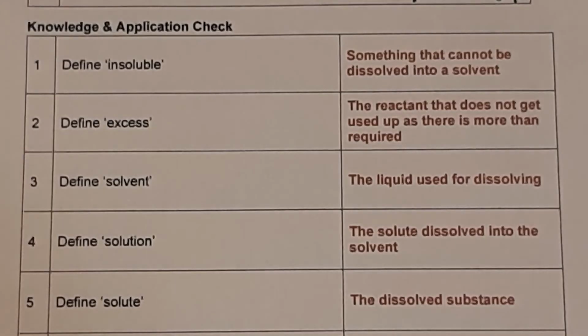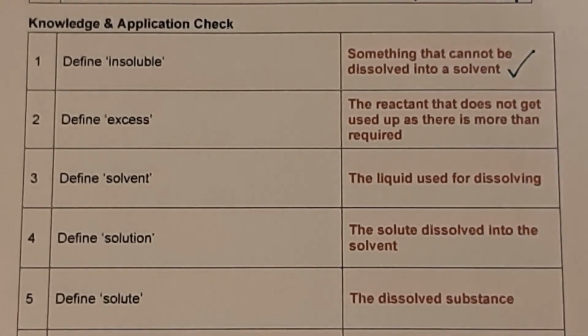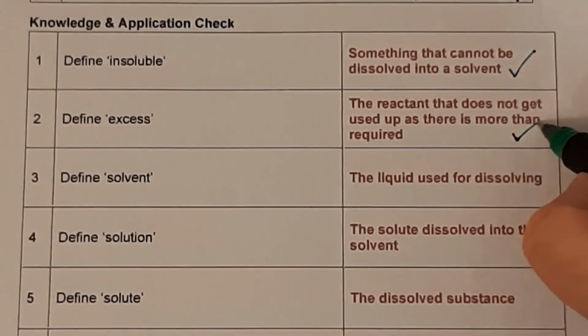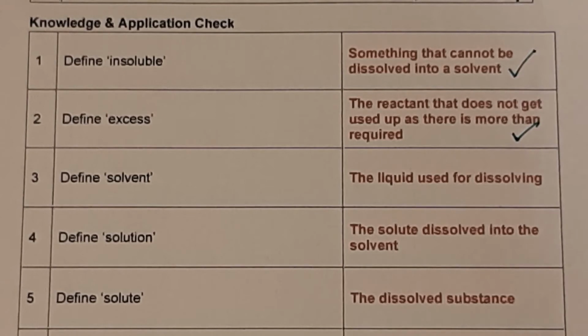Let's review the answers to the knowledge and application check. Question 1, define insoluble. So that's something that cannot be dissolved into a solvent. Question 2, define excess. That's the reactant that does not get used up as there is more of it than required. Question 3, define solvents. The solvent is the liquid used for dissolving.